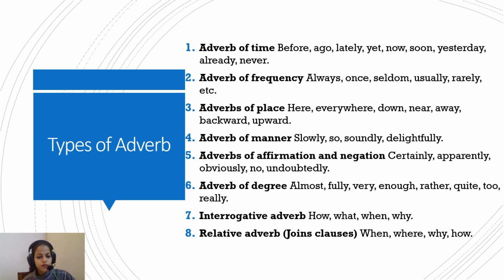Seventh category, interrogative adverbs. So, like the word interrogation, the word interrogative reflects question. So, how, what, when, why? When you want to ask some questions, these are the adverbs that come handy in asking question. And the eighth category is relative adverb. They are used in joining two clauses: when, where, why, how.